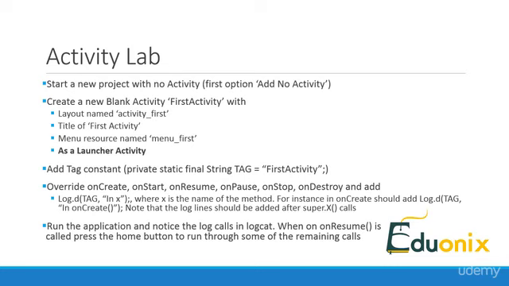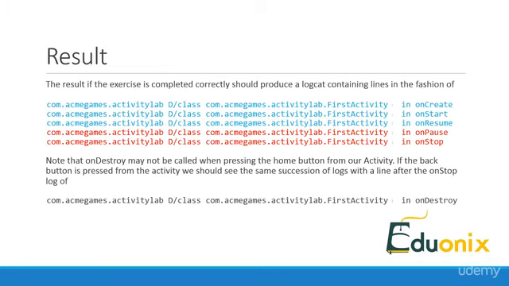Run the application and monitor the calls in Logcat. Once the onResume log message is printed, press the home button on the device or emulator, and then some of the remaining calls should be printed to the Logcat. The results of this lab should be printed in Logcat to resemble the results listed here. The first three lines in blue should be printed to the Logcat as the application is launched. Once the home button is pressed, the remaining two lines in red should be printed.